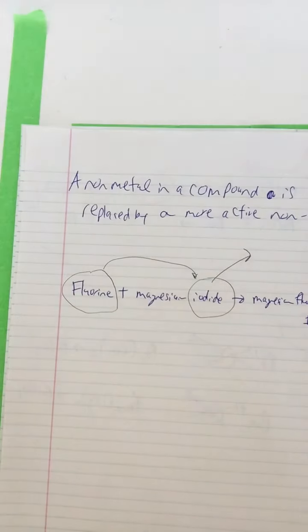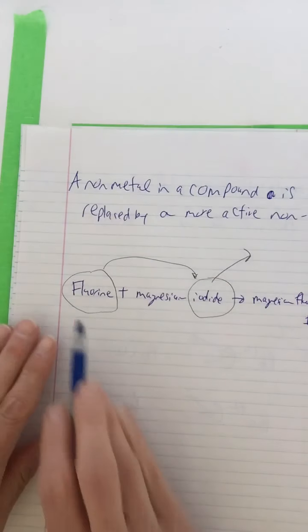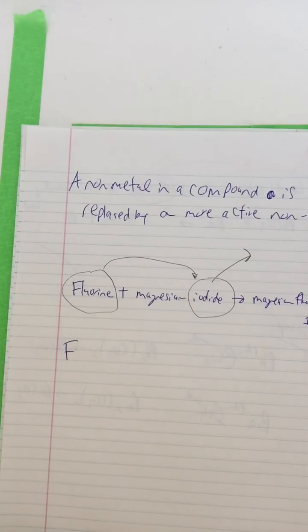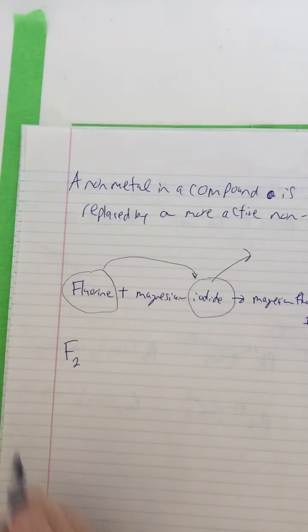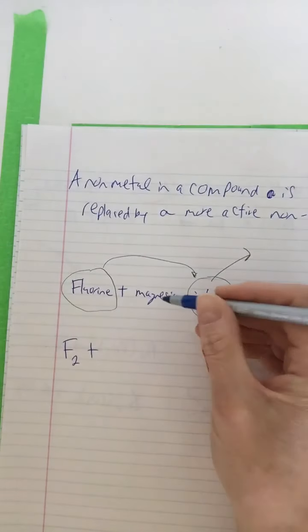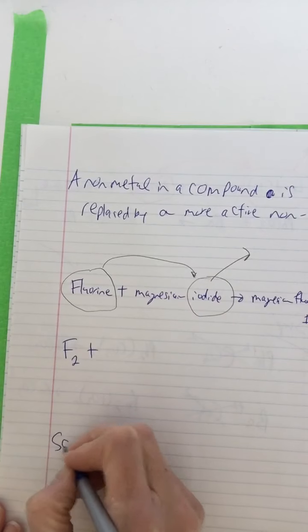So this is what this looks like. So let's do it out. So fluorine, look him up, he's just an F. Is he one of my super 7? We have to check that. Look, he is. He's special. So he's an F2 because he's one of my super 7. So fluorine plus magnesium iodide. Let's see what that looks like.